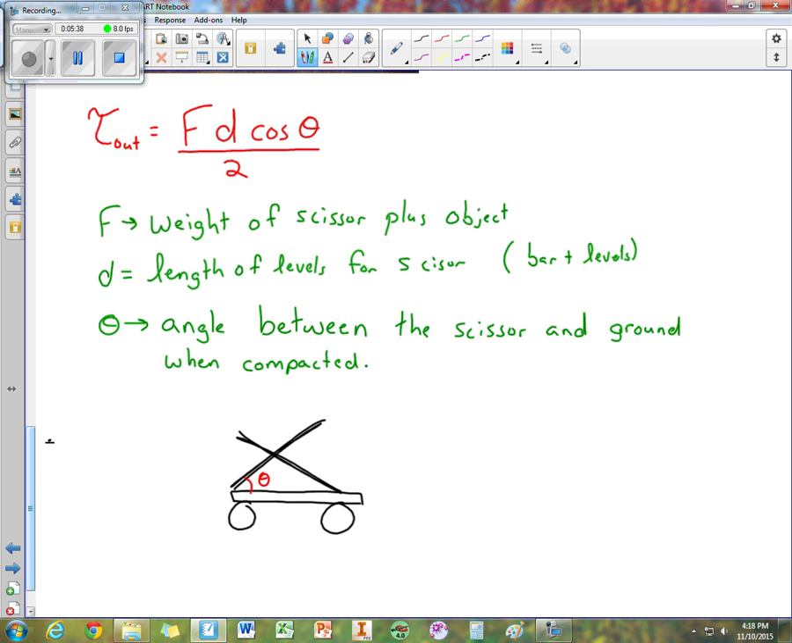Which kind of explains, when this comes all the way down, this theta becomes 0, and cosine of 0 equals 1. So if you think about it, when this is compacted all the way down, you have the maximum amount of torque, or you need the maximum amount of torque just to move the thing. But if theta is something greater than 0, it requires a little less torque, because cosine of something that's non-zero is always less than 1.